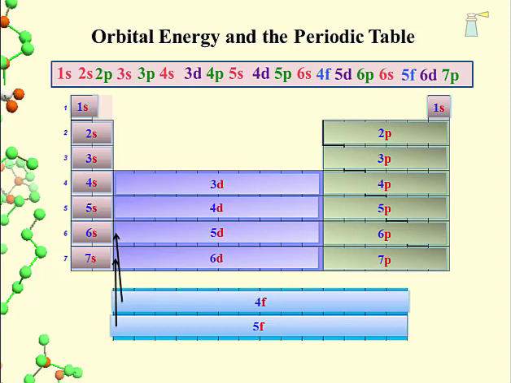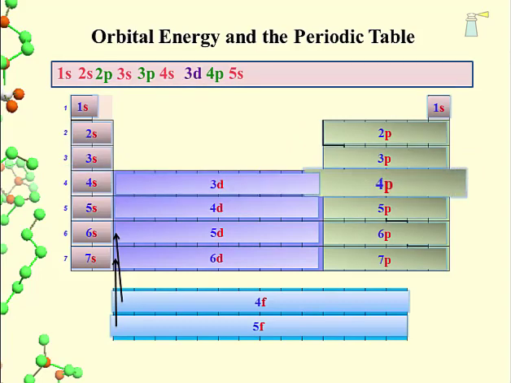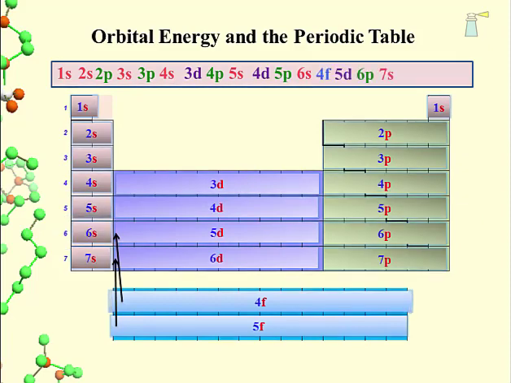And that's starting with 1s, 2s, 2p, 3s, 3p, 4s, 3d, 4p, 5s, 4d, 5p, 6s, 4f, 5d, 6p, 7s, and 5f, 6d, and 7p.